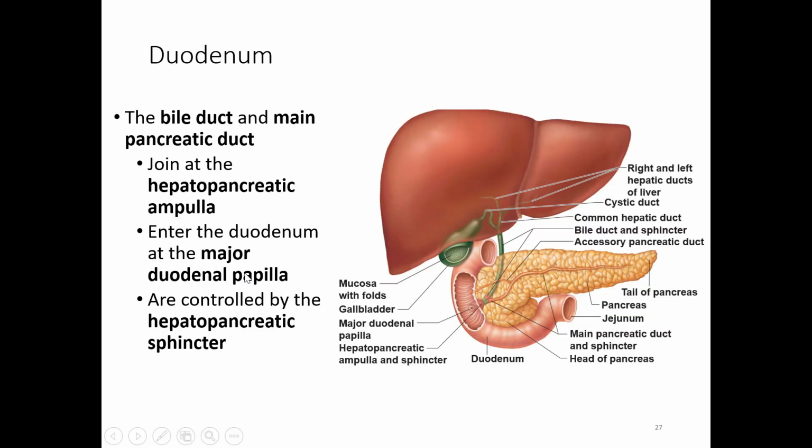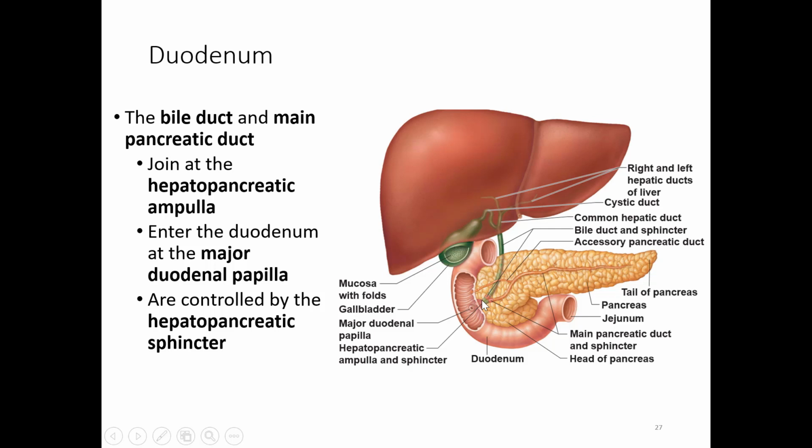Let's start from the first part, duodenum. It's a pretty short part. Here's where it starts, from the stomach, and approximately in the center of it there is a tiny opening that is called the major duodenal papilla. That major duodenal papilla opens off this bulb-like structure, which is called the hepatopancreatic ampulla and hepatopancreatic sphincter.